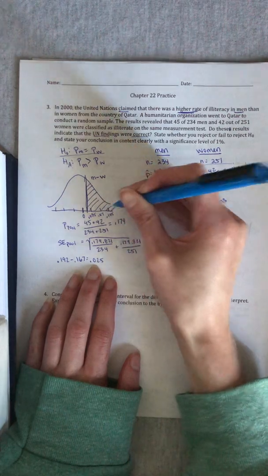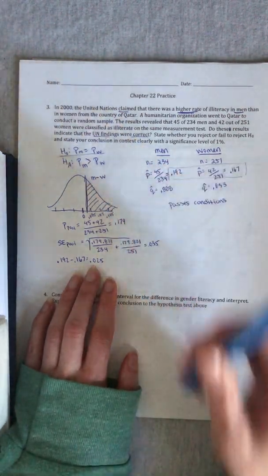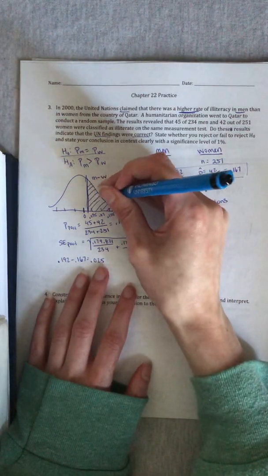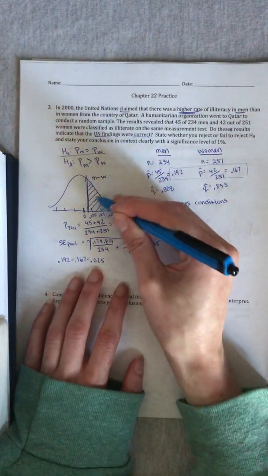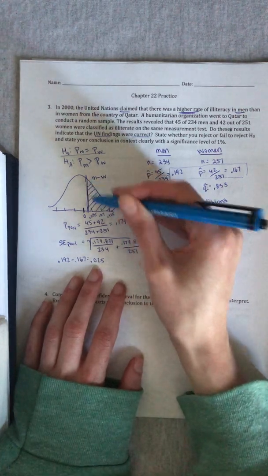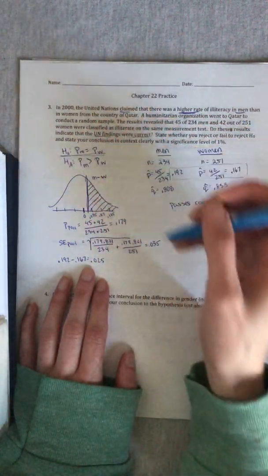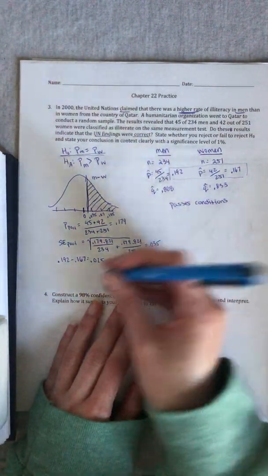Looking at my curve right away, I know my p-value is actually going to be pretty big. It's going to be close to 50%. But I will actually calculate that p-value. I need to find out what percent of this curve is shaded. What's the probability I could get my sample given H0 is true? Is it possible to get my sample?